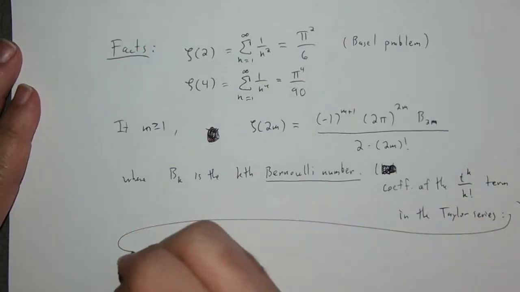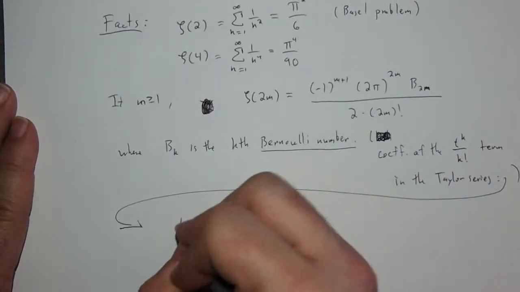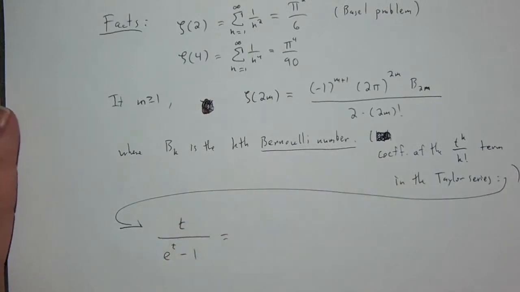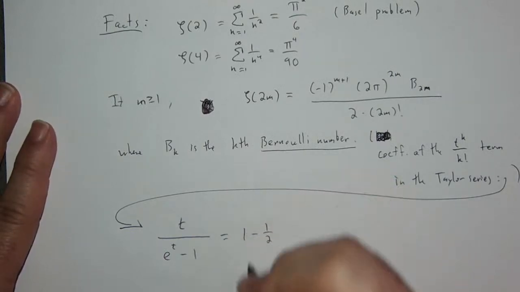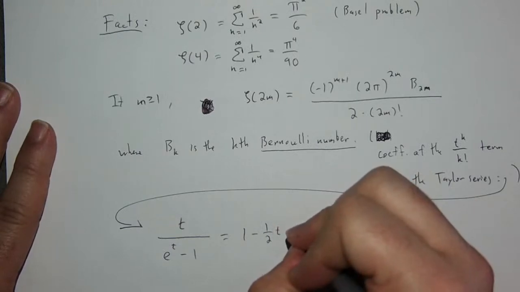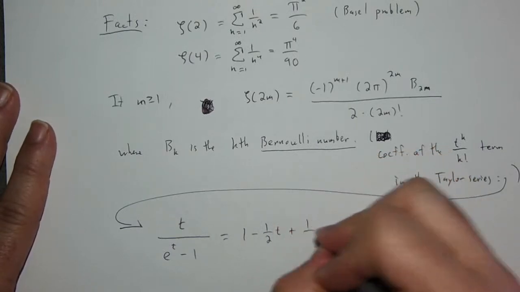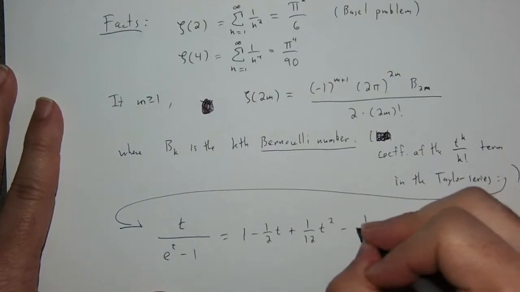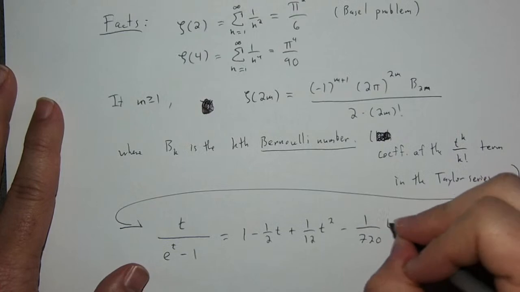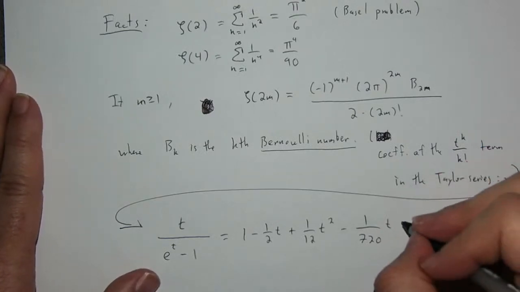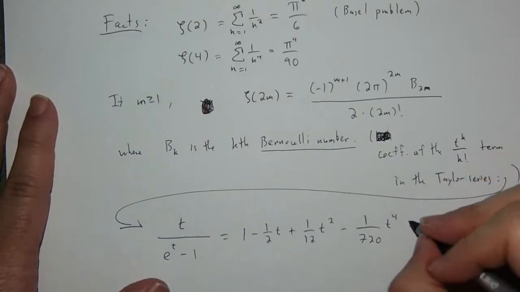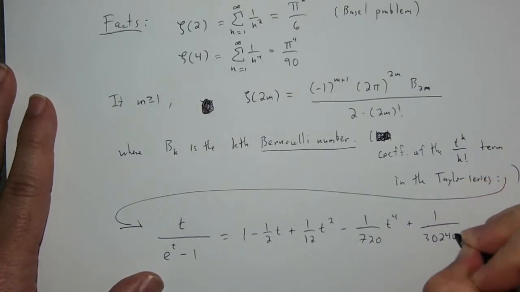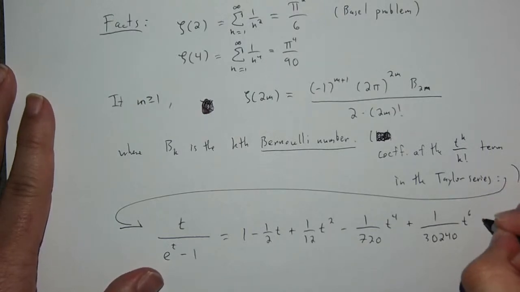Maybe I should draw an arrow here. The Taylor series in question is t over e to the t minus 1. This is 1 minus 1 half t plus 1/12 t squared minus 1 over 720 t cubed, or sorry, t to the 4th. You only get the even powers here. Sorry. Plus 1 over the next Bernoulli number is 30,240 times t to the 6th, and so on.